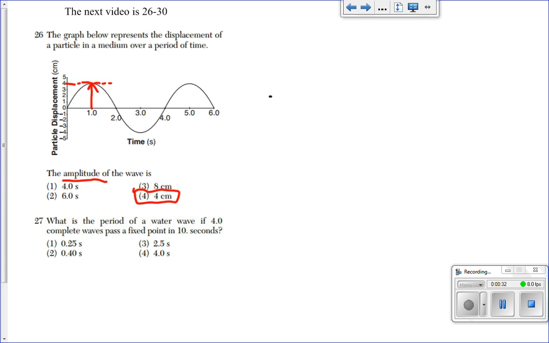Number 27, we're looking at the period of a water wave. We got 4 waves in 10 seconds. All right, remember, period is the number of seconds per wave. So if we have 10 seconds, it gives us 4 waves. We want to find out the number of seconds for 1 wave. So you can just do a little cross multiply. You end up dividing 10 by 4, and you get 2.5 seconds after you solve that out.